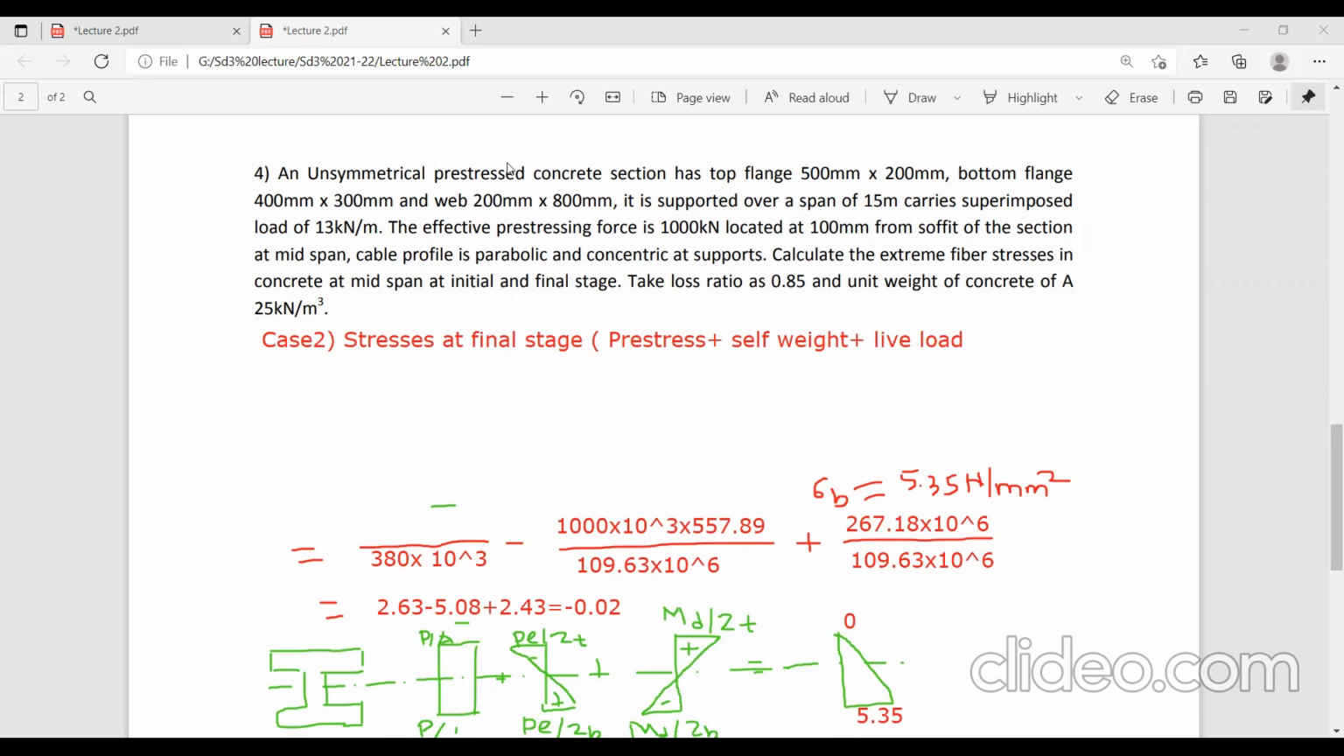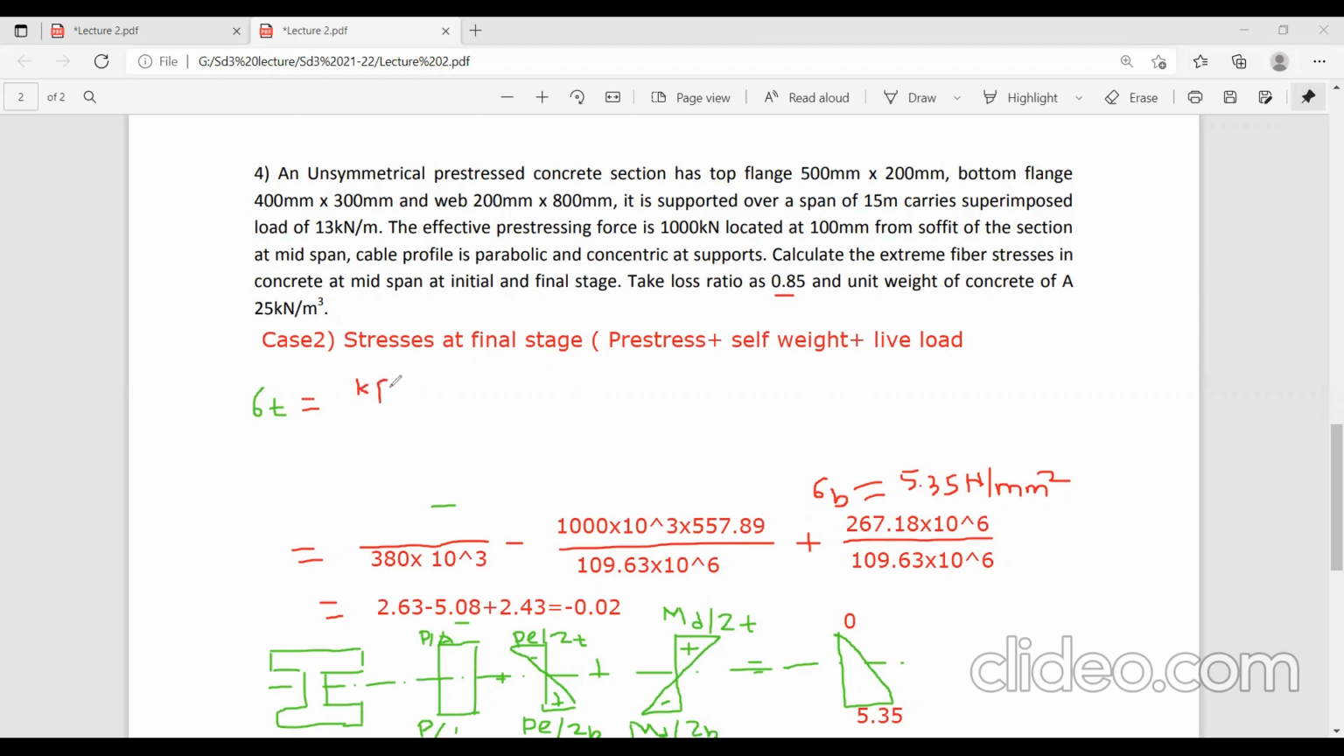So for stage 1, first of all we calculate sigma t. Here we are considering the loss ratio. In the final stage we consider the loss ratio. So how much loss ratio is given in the example? Take the loss ratio, it is 0.85 here. So for that we can just put k, that is the loss ratio. Otherwise you can multiply the pre-stressing force by 0.85.